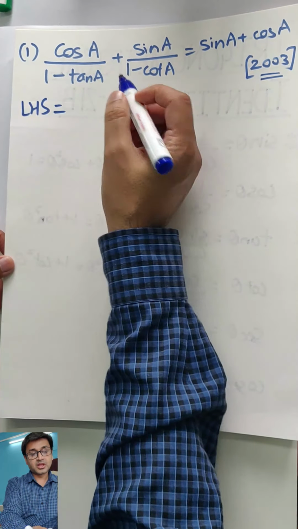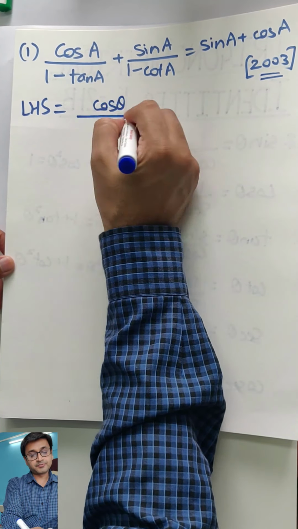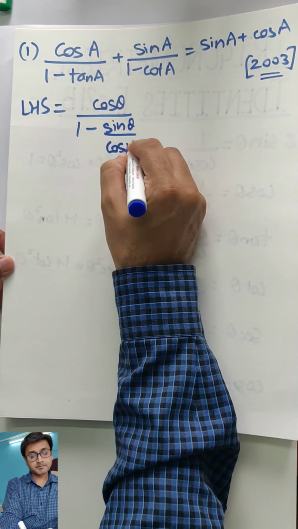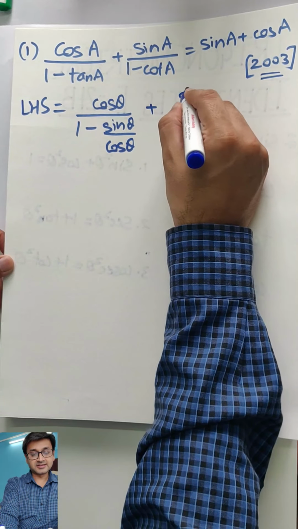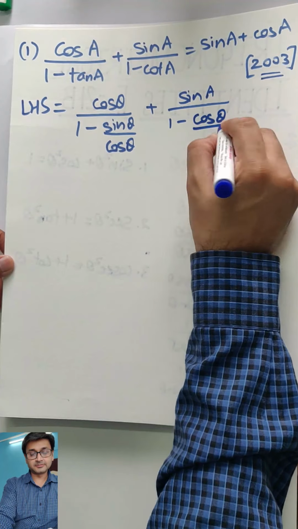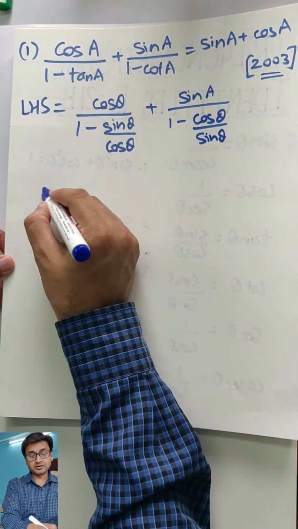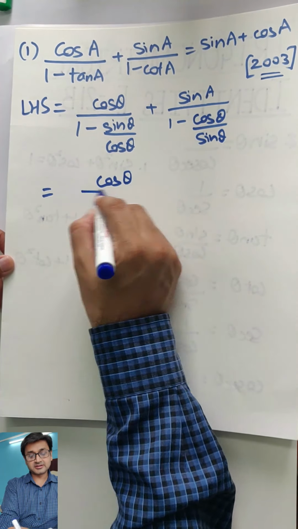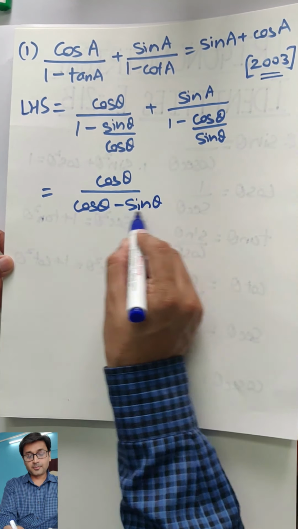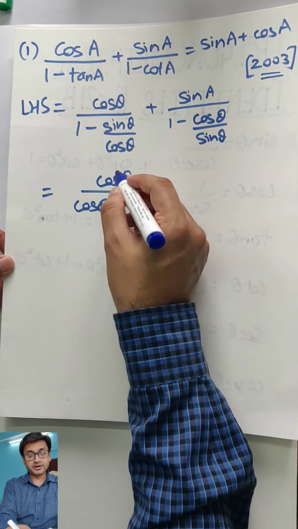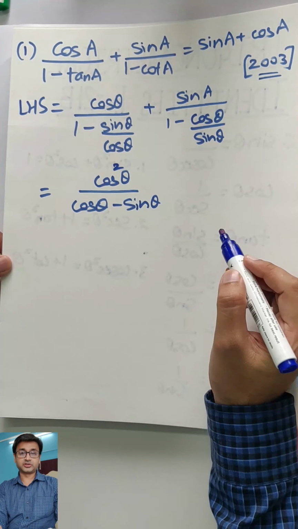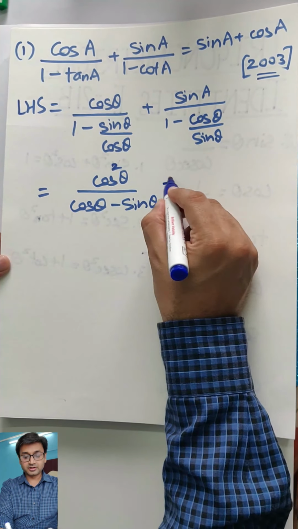So LHS: cos stays cos, 1 minus tan, sine upon cos. Likewise, sine as it is, 1 minus cot is cos upon sine. So we reached here. Further, cos stays as it is. Here the LCM, so I will get cos minus sine upon cos. So the denominator goes up, therefore this upon cos will go up. Cos into cos will become cos square. Do you understand this? Great.